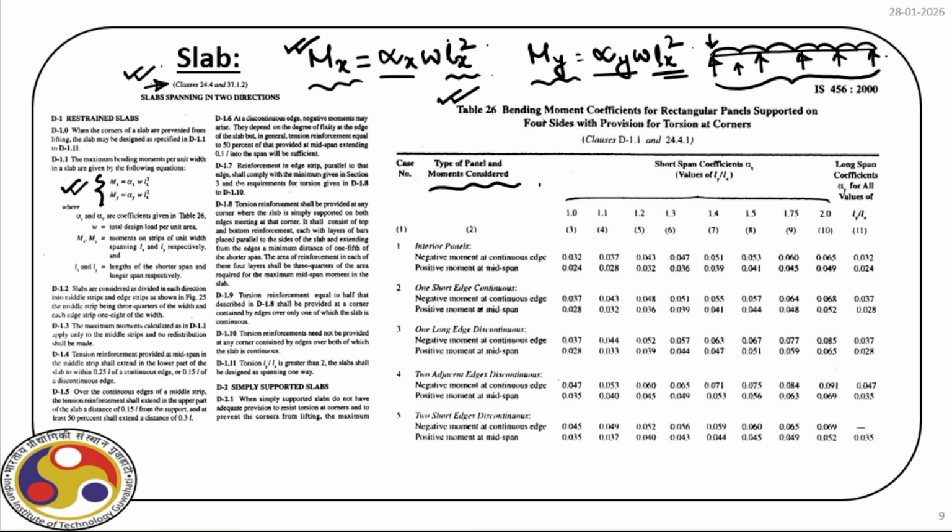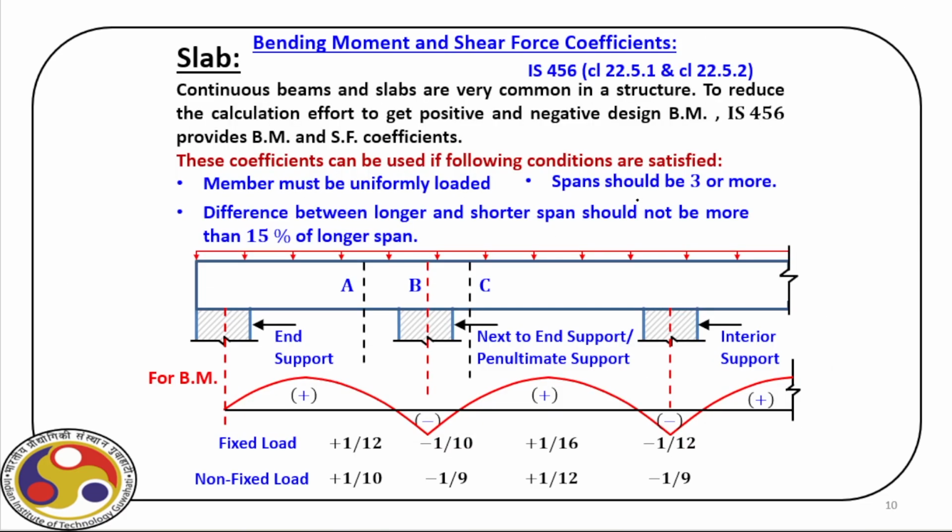We'll discuss the theory behind this logic shortly, but we get these values of alpha x and alpha y, as you can see here, and then we can directly use those values in our applied moment estimation. Okay. Now, with that background, let us see how we can apply this when we design a slab.